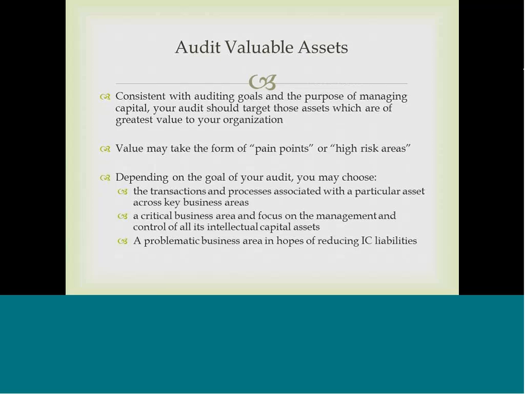So depending on the goal of your audit, you may choose the transactions and processes associated with a particular asset category across key business areas. You might choose a critical business area and focus on the management and control of all of its intellectual capital assets. Or you may choose a problematic business area in hopes of simply reducing intellectual capital liabilities, in which case you may actually be addressing the assets indirectly. You may be focusing on the nature of the high levels of liabilities that you're incurring now.